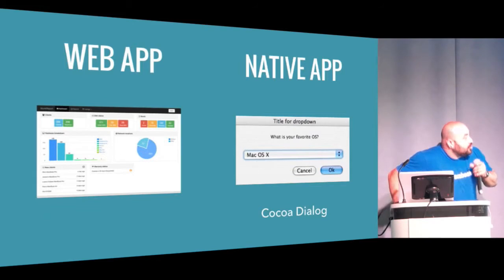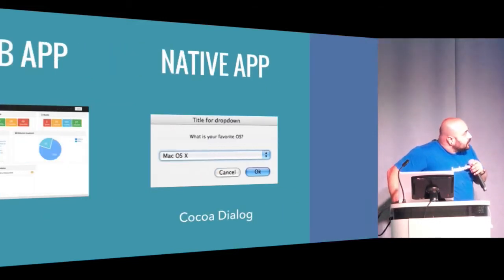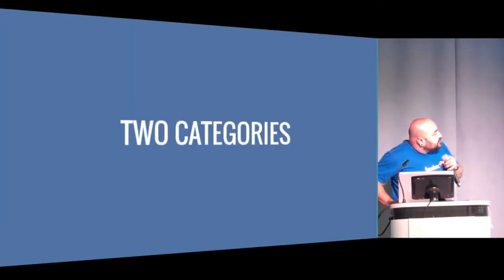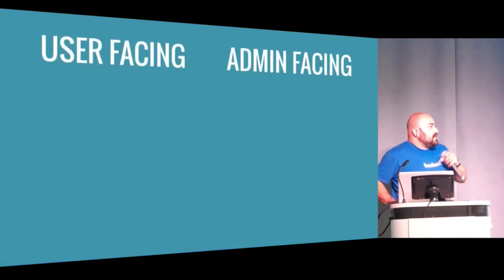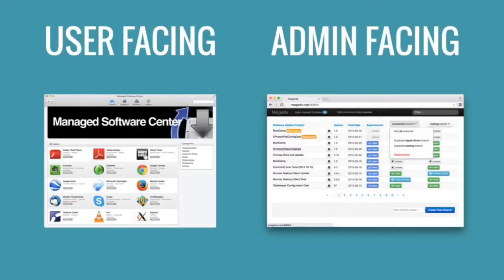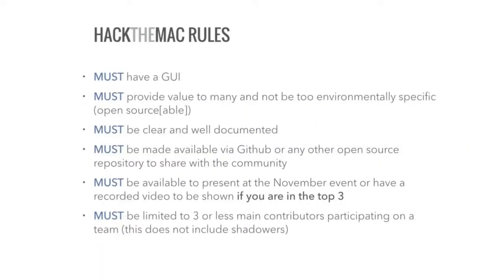And then there are other projects that are already out there that weren't a part of the hackathon, like Cocoa Dialog and many others. There's a bunch of them. So the two categories, like we just said, are user-facing and admin-facing, in web and native. User-facing, like Managed Software Center or Monkey, and admin-facing, like Margarita by Jesse, and Munki by Greg Neagle. And cool, so here are some of the rules and breakdowns.